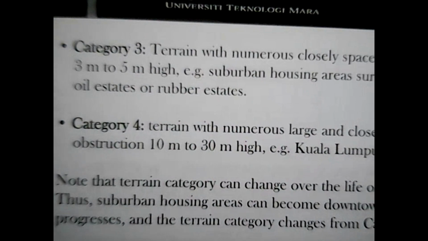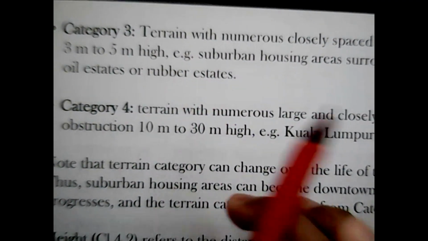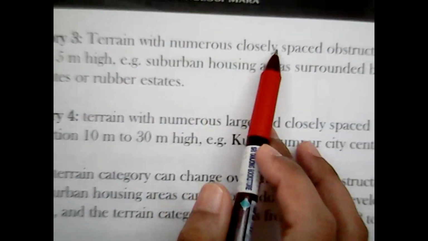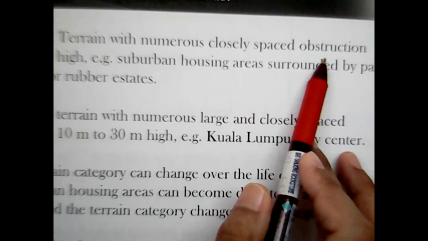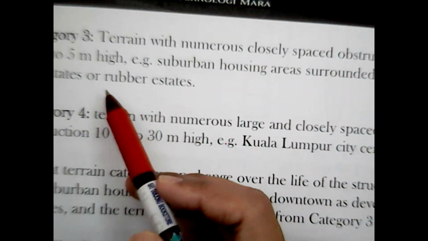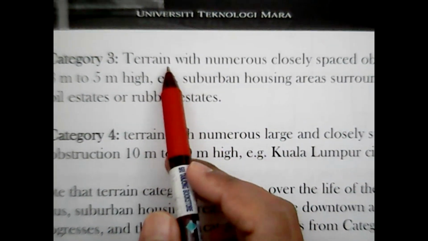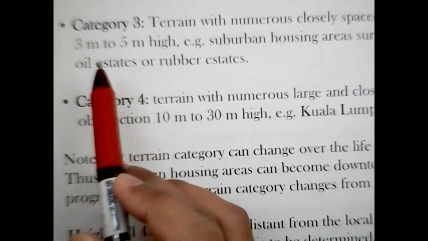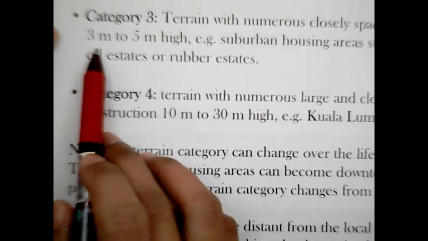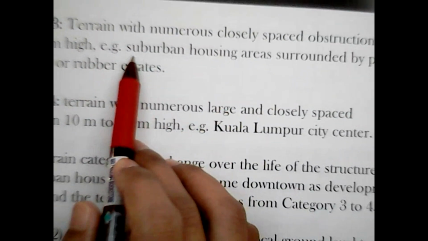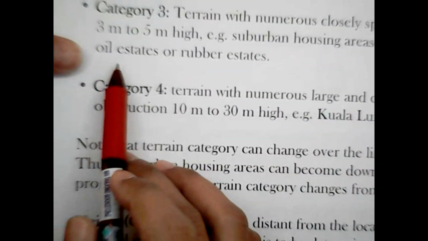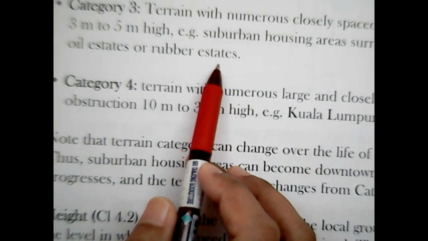So category 3 is terrain with numerous closely spaced obstructions. Now you can imagine that the higher the category, the more obstacles close to your structures. So here it is 3 meter to 5 meter height. Example, suburban housing areas surrounded by palm oil estates or rubber estates.